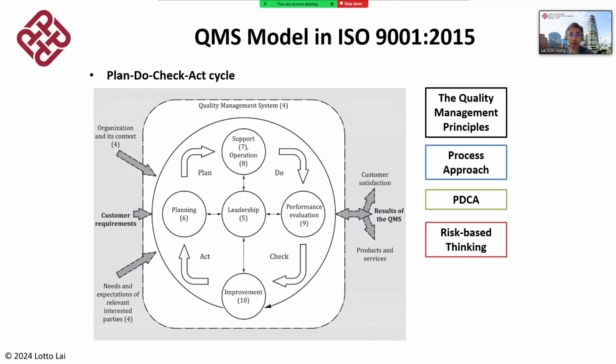So this is the QMS model in ISO 9001. It's a Plan, Do, Check, Act cycle. You can see in this high level structure, clauses 4 to 10 appear in this model. Leadership is in the center, with the Plan, Do, Check, Act cycle. Planning is plan, support and operation is do, performance evaluation is check, and improvement is act.